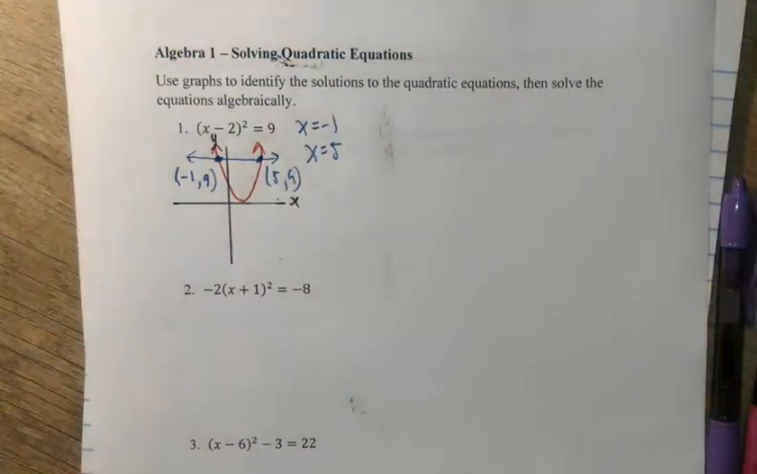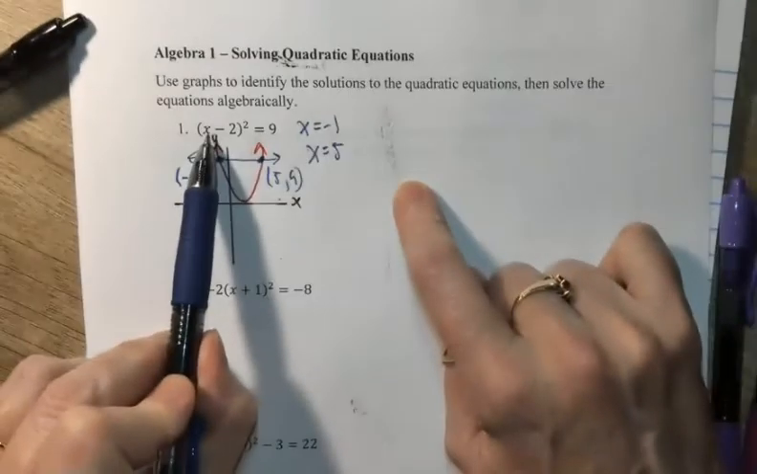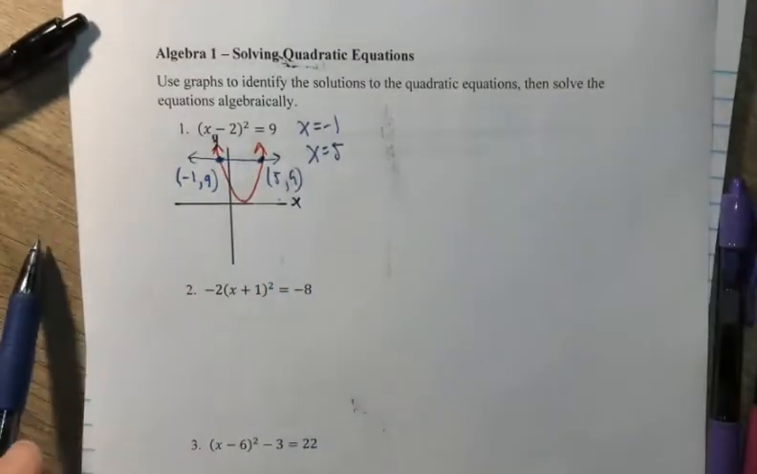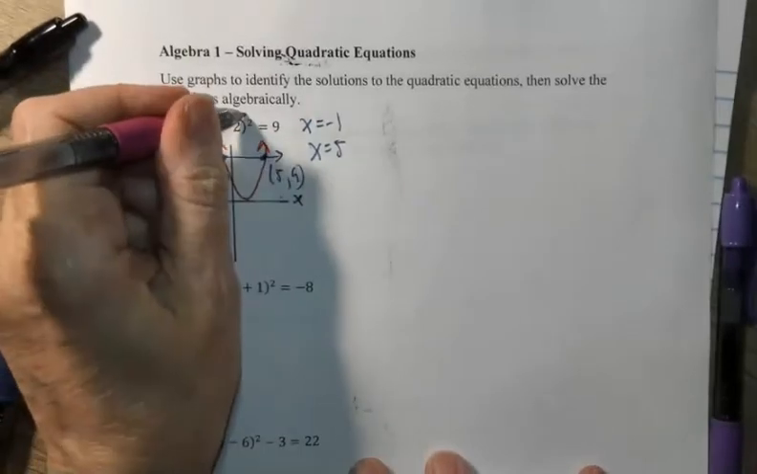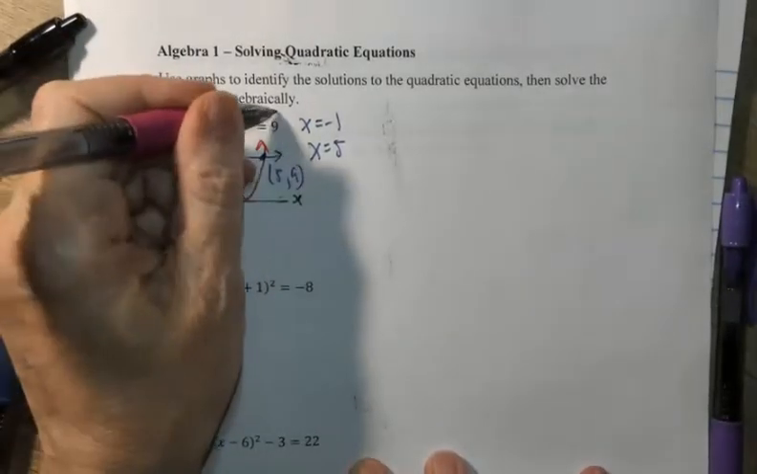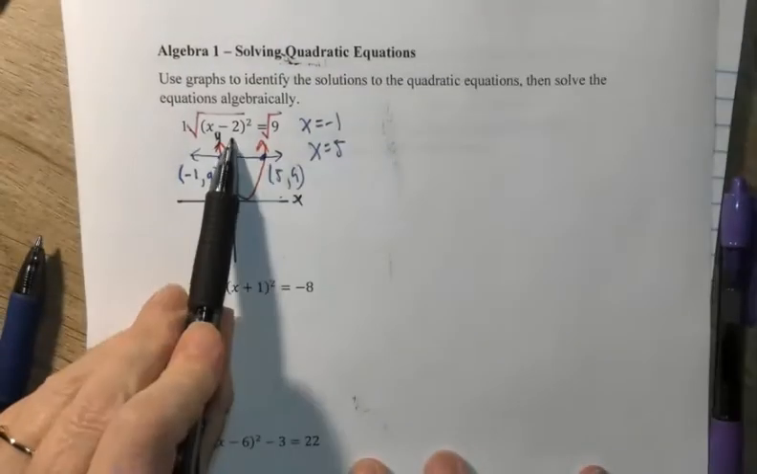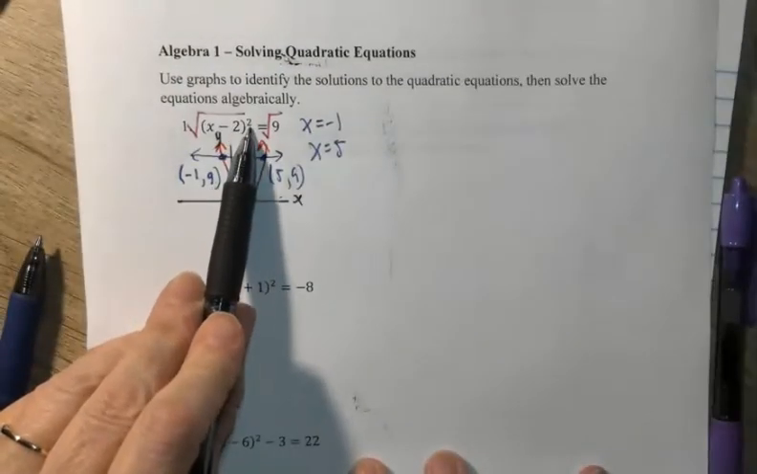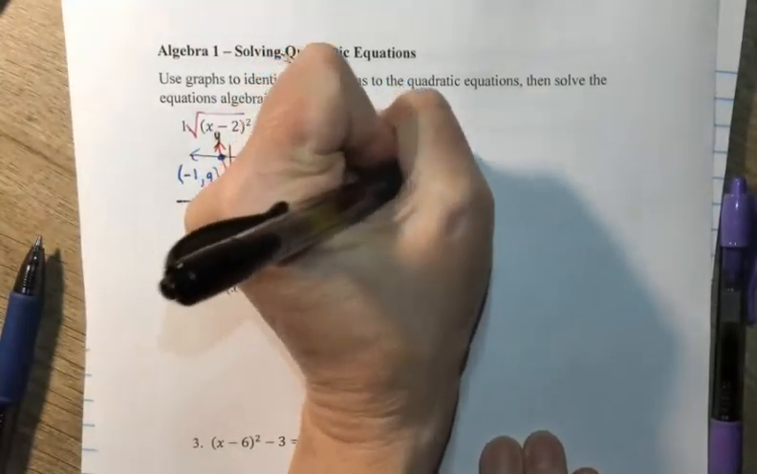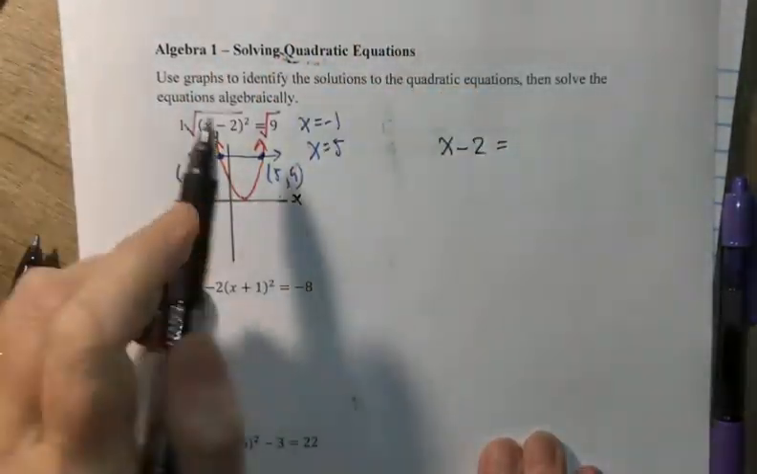Now we're going to go back and we're going to solve this equation. So the way that we solve is we take the square root. So the inverse operation of squaring is taking a square root. So let's take the square root of the left side and take the square root of the right side. And so when you do that, it removes the parentheses, it removes this square, and we just get x minus 2.